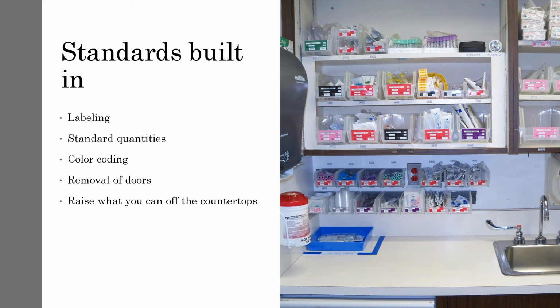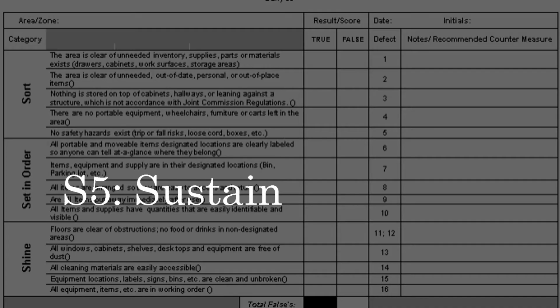One standard that this area implemented is that they removed all the doors from the cabinets in order to make things clearly visible. This will be important in making sure that things don't slip back into disarray and that all of our efforts aren't lost. They've also decided that everything that can be raised off the countertops will be. This frees up workspace and reduces clutter.